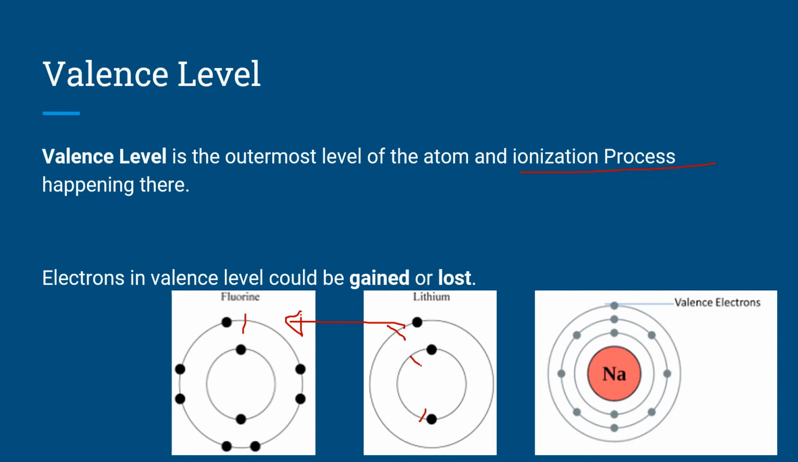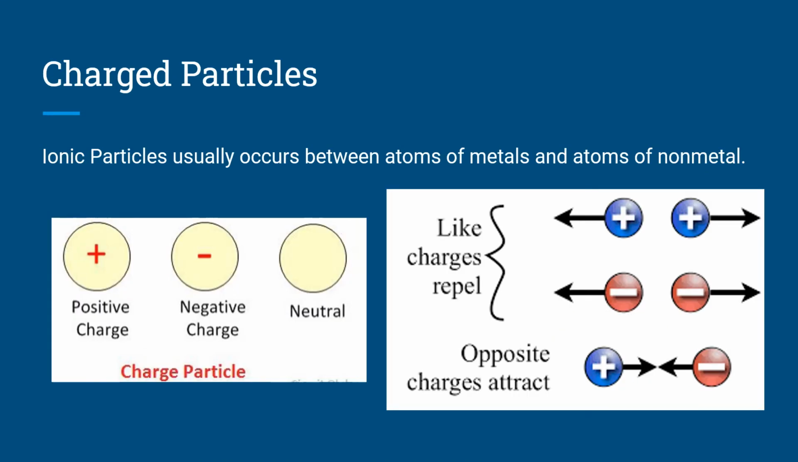Here we have 7. Okay, it needs a lot of energy. It is not easy to lose 7 electrons to be stable. So fluorine will gain 1 electron, and it is easy for lithium to lose 1 electron, but it is not easy to gain 7 electrons. That's why this process is like this one.